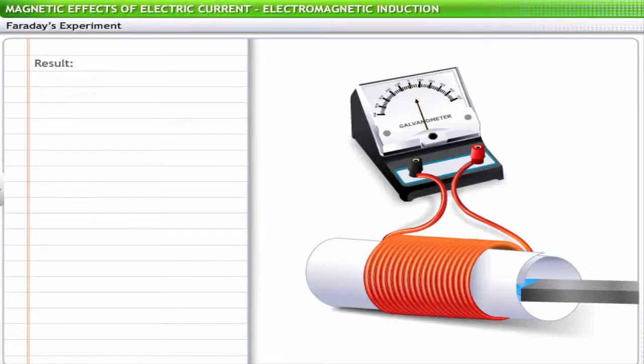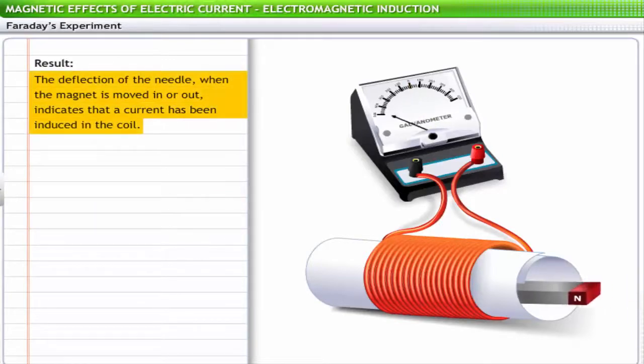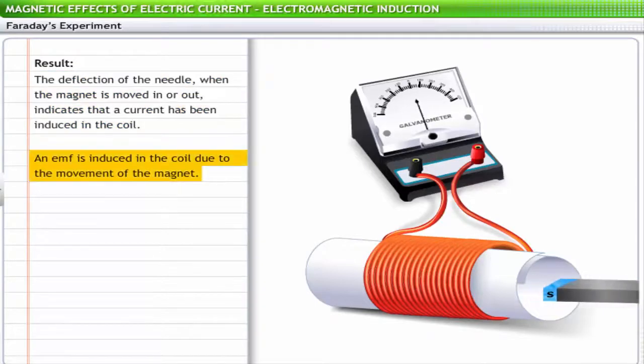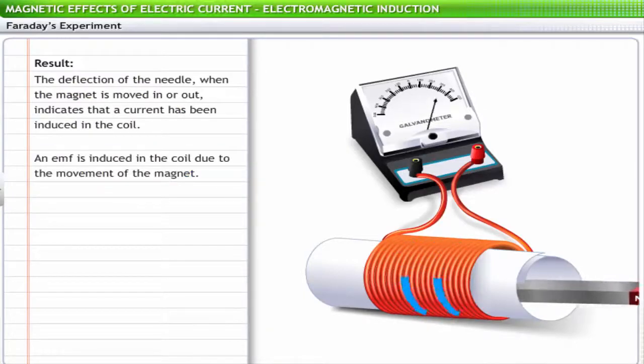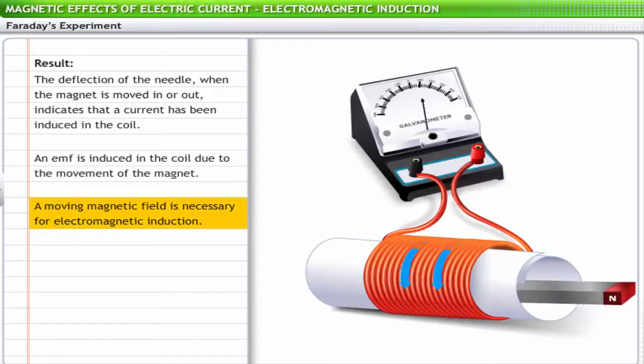to zero. The deflection of the needle when the magnet is moved in or out indicates that a current has been induced in the coil. Thus, an EMF is induced in the coil due to the movement of the magnet. Faraday's experiment confirmed that a moving magnetic field is necessary for electromagnetic induction.